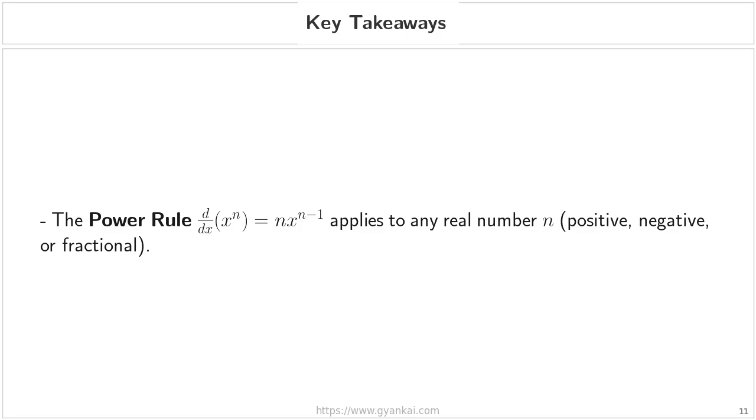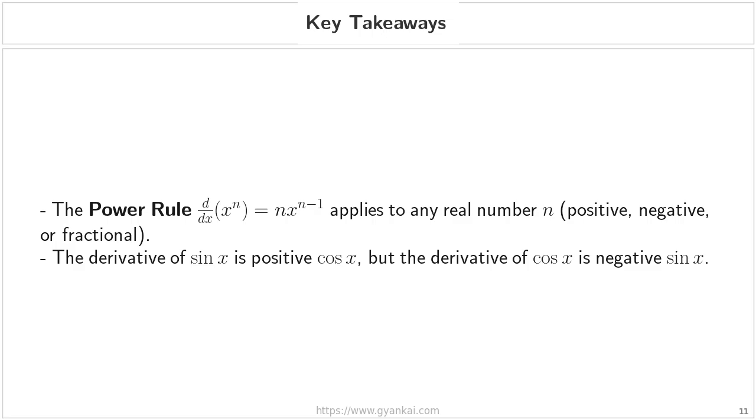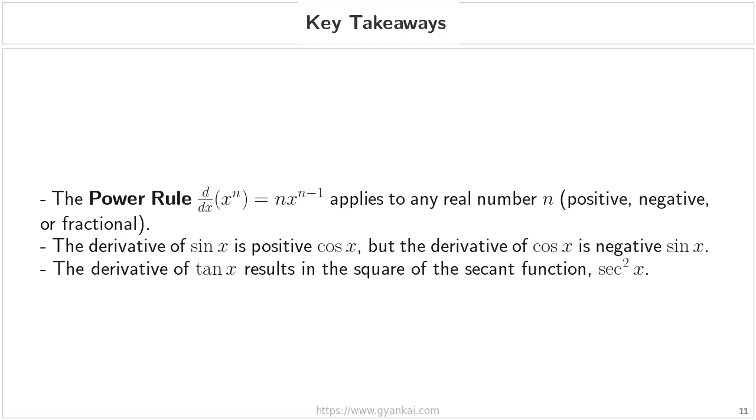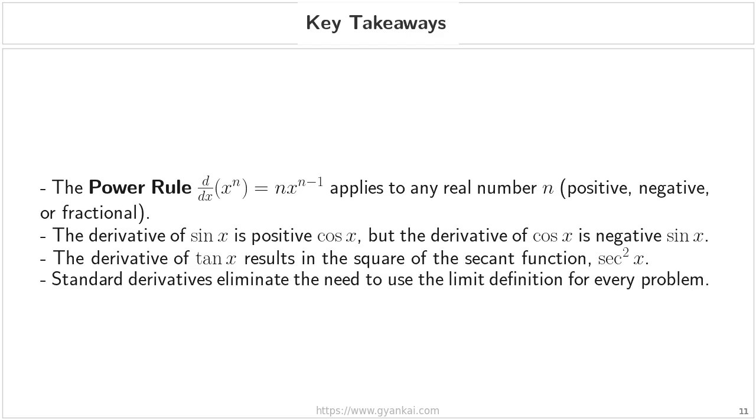Next, let's recap the trigonometric derivatives we covered. Remember that the derivative of sine x is positive cosine x. However, be very careful with the cosine function, as its derivative is negative sine x. The distinction in the sign is a crucial detail to keep in mind. Additionally, we noted that the derivative of tangent x results in the square of the secant function, which we write as secant squared x.